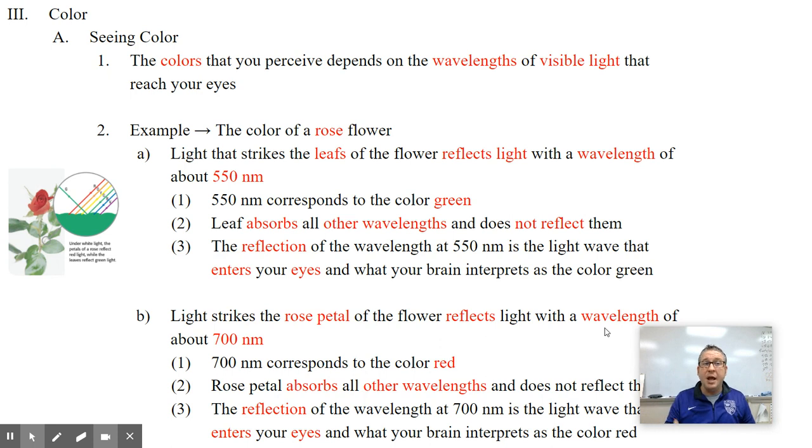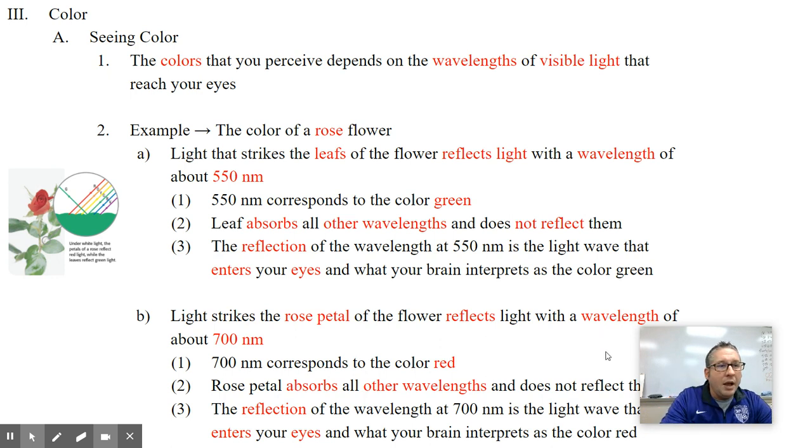The reflection of the wavelength at 550 nanometers is the light wave that enters your eyes and what your brain interprets as the color green. So really what we're seeing in terms of color are reflections. We are seeing reflections of various wavelengths of light on various objects, which also absorb other wavelengths. So that's what's fascinating about light, is what we see is really just reflections of various wavelengths.